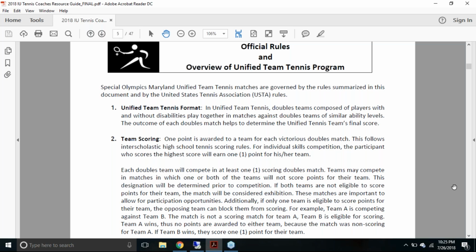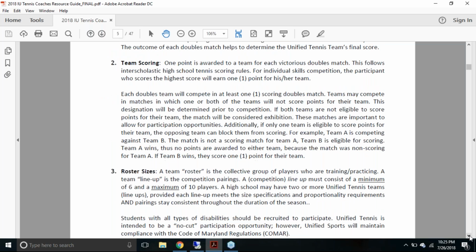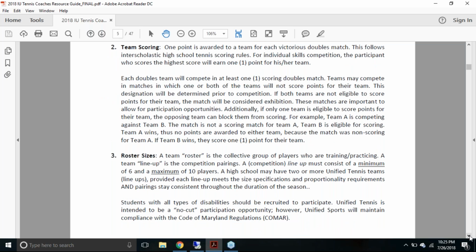Our Special Olympics Maryland Unified Tennis matches are governed by the rules summarized in both this document and the USTA rules. For team scoring, which is pertinent to district tournaments and the state competition, 1 point is awarded to a team for each victorious doubles match. This follows interscholastic high school tennis scoring rules. For the individual skills competition, which I will review in a separate video, the participant who scores the highest score will earn 1 point for his or her team.